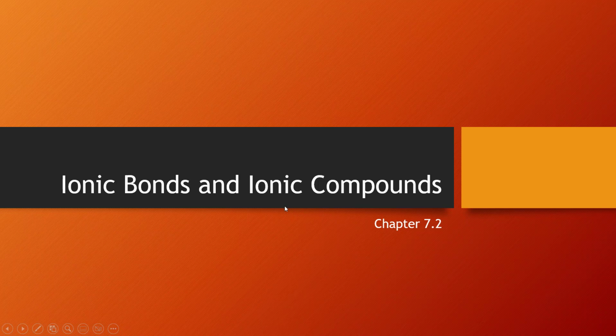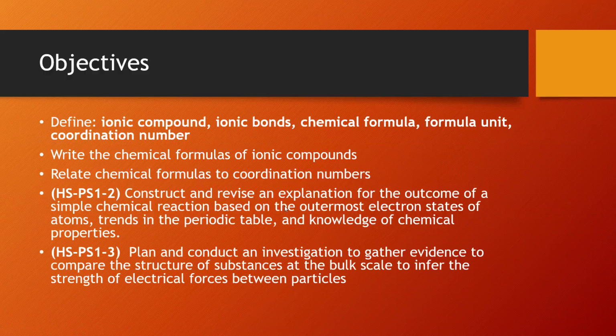Here we are going to move on from ions to look at ionic bonds and ionic compounds. In this lecture, be able to identify ionic compound, ionic bonds, the chemical formula, which you will definitely be using more of later, the formula unit, and the coordination number, which you will need to know what it is, but not how it works. Write the chemical formulas of ionic compounds. Relate chemical formulas to coordination numbers, and that's only somewhat, really.